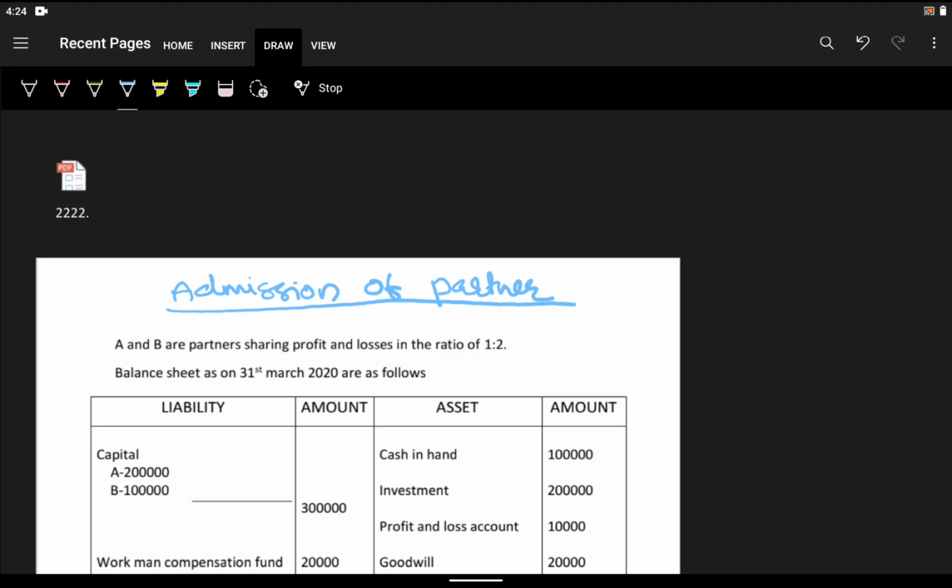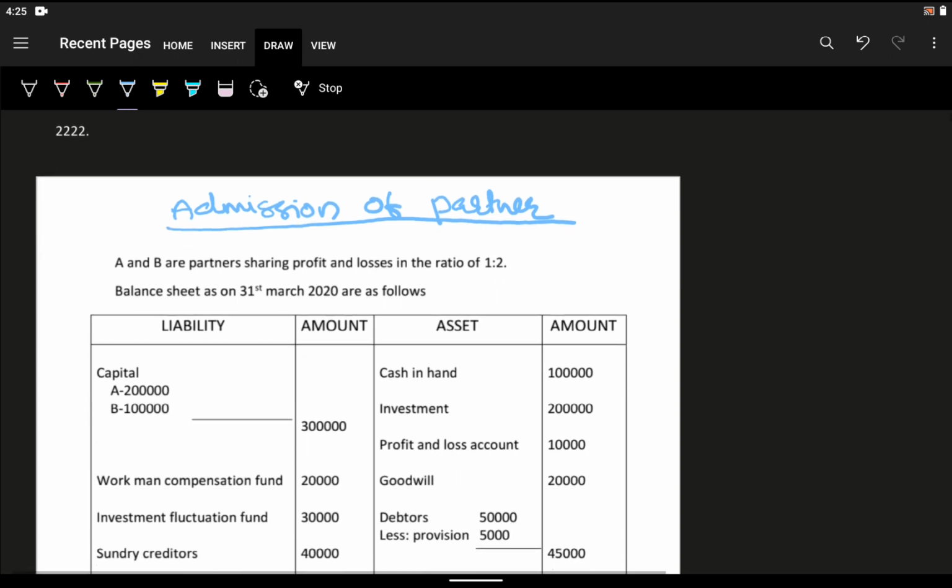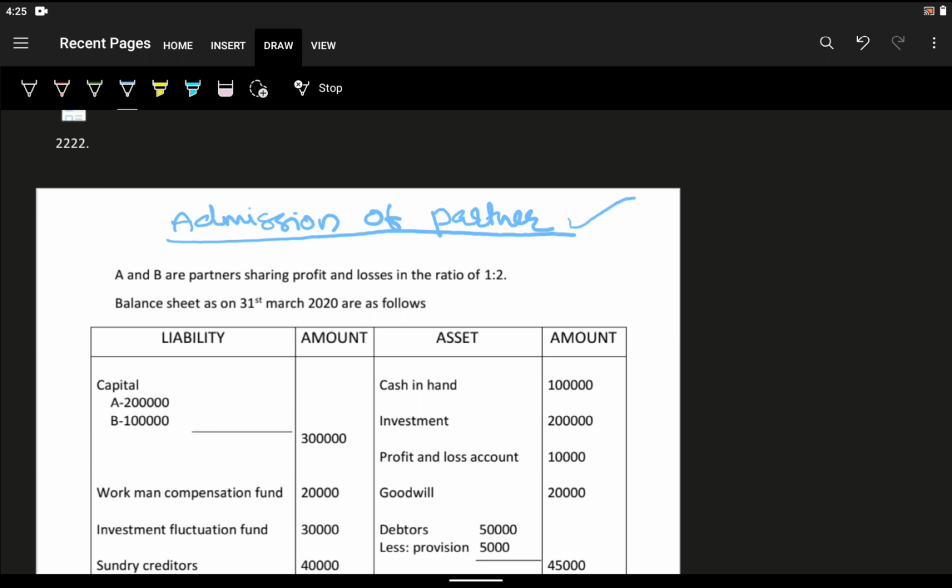Hello students, today I am going to discuss the lesson admission of partner. In this chapter we can discuss almost 32 questions from admission of partner, and we can discuss one essay question also. So, what is admission of partner?